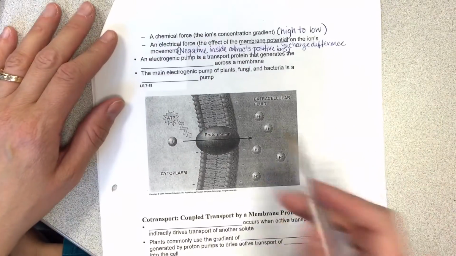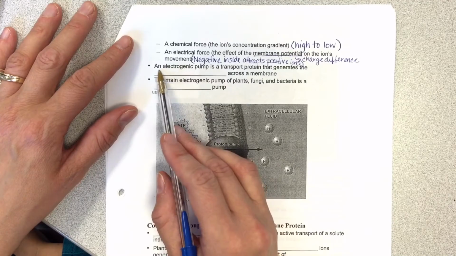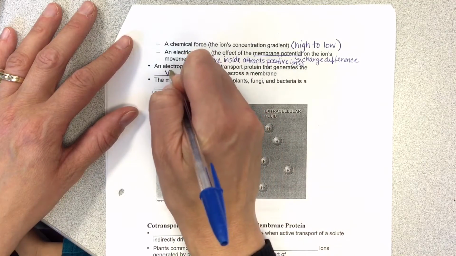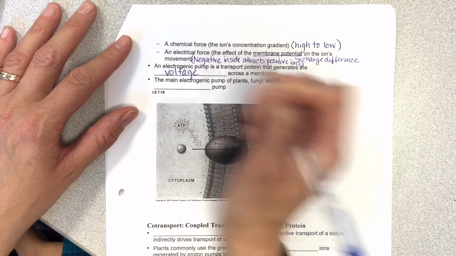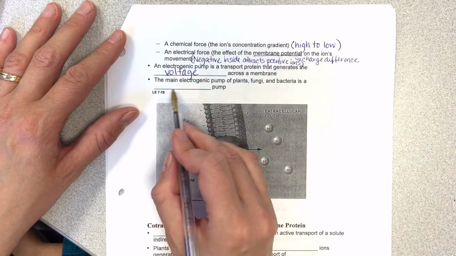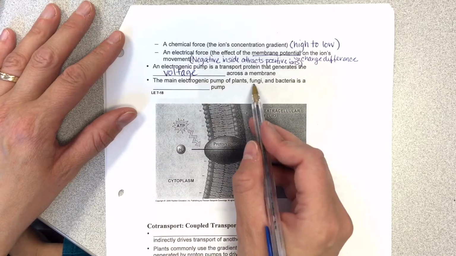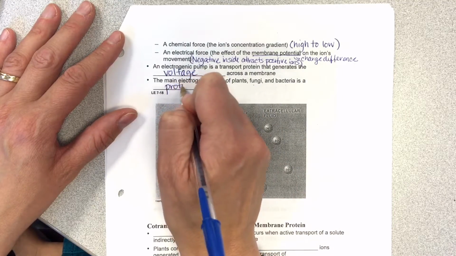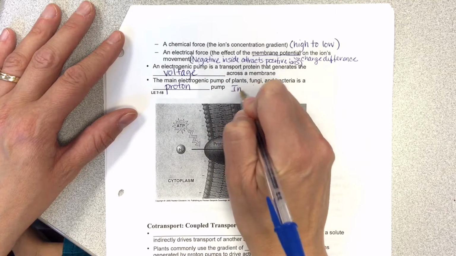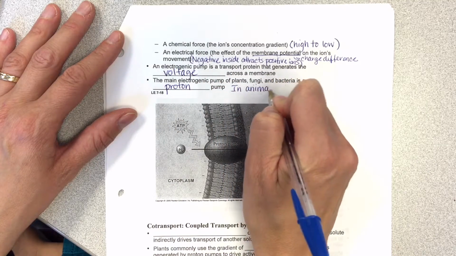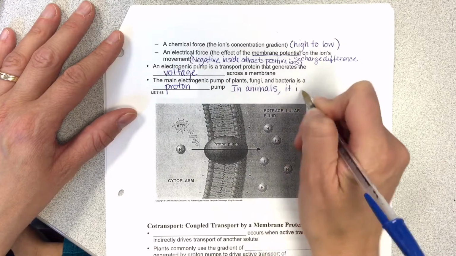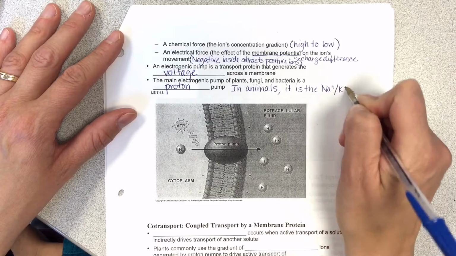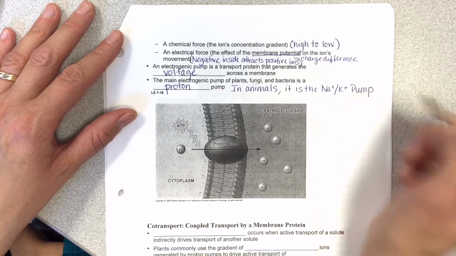In other types of cells, there's another type, called an electrogenic pump, a transport protein that generates the voltage or charge difference across the membrane. And in plants, fungi and bacteria, that main electrogenic pump is called the proton pump. In animals, let's write this, it is the sodium-potassium pump, which we just talked about.